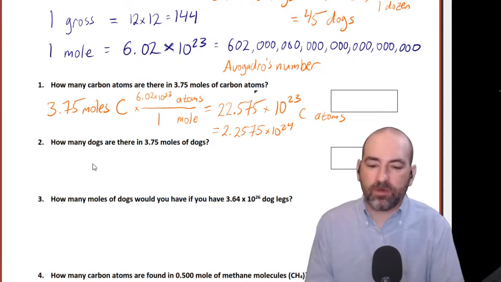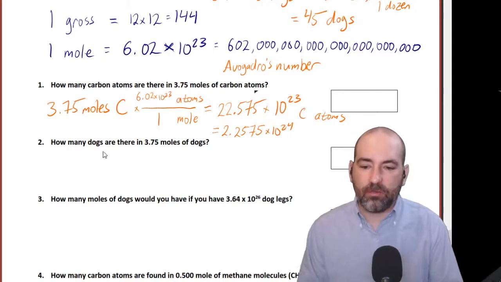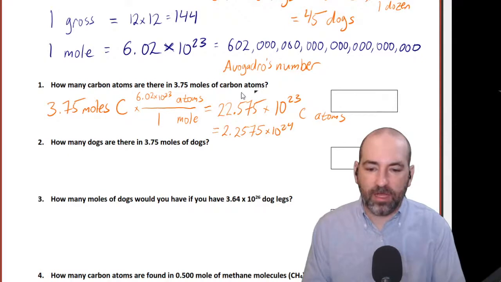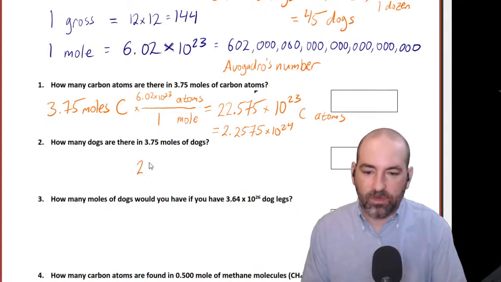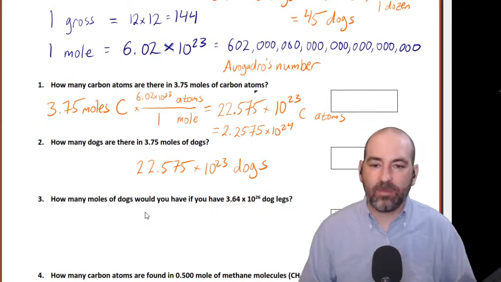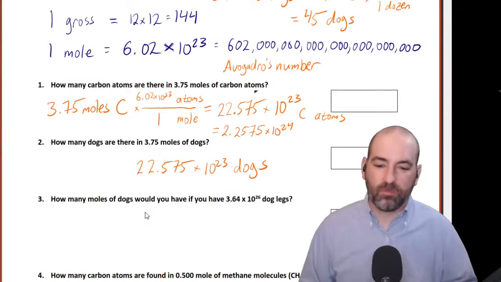Okay, so now this next question, we should be able to do without any calculation, because here it says how many dogs are there in 3.75 moles of dogs. We already did this question, we just changed the label. So instead of counting carbon atoms, now we're counting dogs, but since the number of moles is the same, the number is going to be the same. So we're still going to have 22.575 times 10 to the 23 dogs. Right? The calculation is going to be exactly the same. The only thing that's changed is the label, where we're looking at dogs per mole instead of atoms per mole.